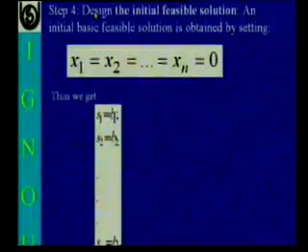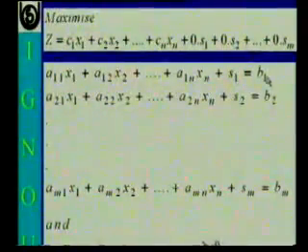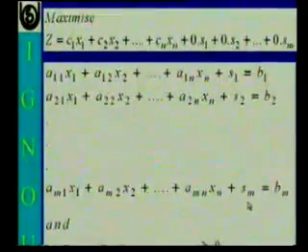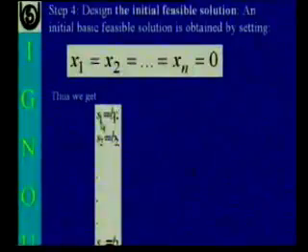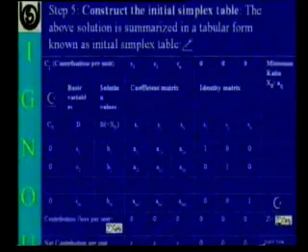Now design the initial feasible solution. Suppose we put x1, x2 and xn equal to 0. So we will get s1 equal to b1, s2 equal to b2 and sm equal to bm. This is the table which we have to construct during our formulation or solving of the problem with the help of the simplex method.